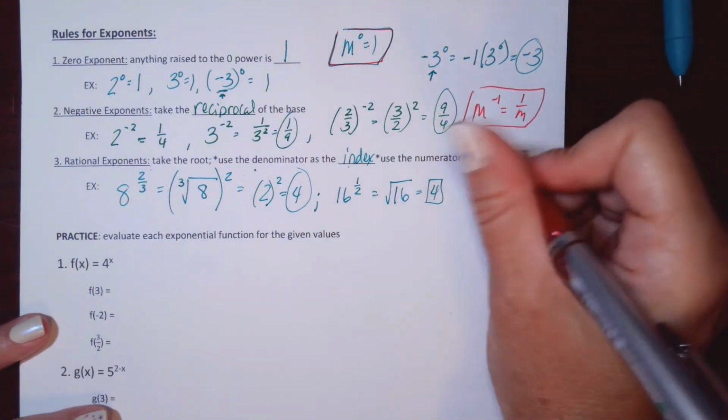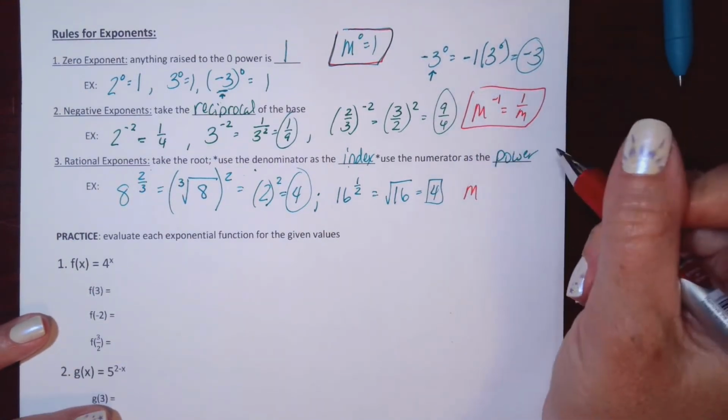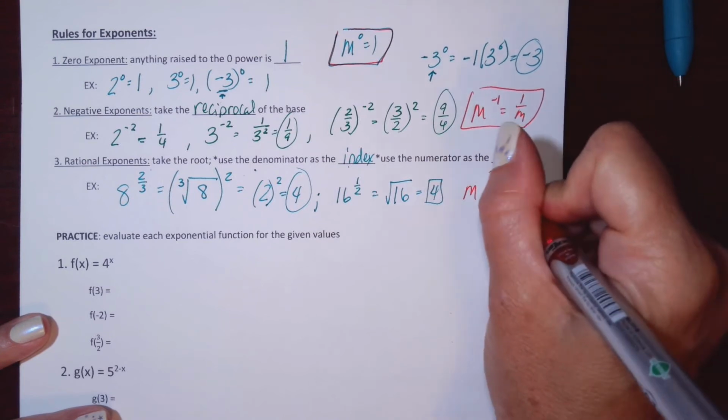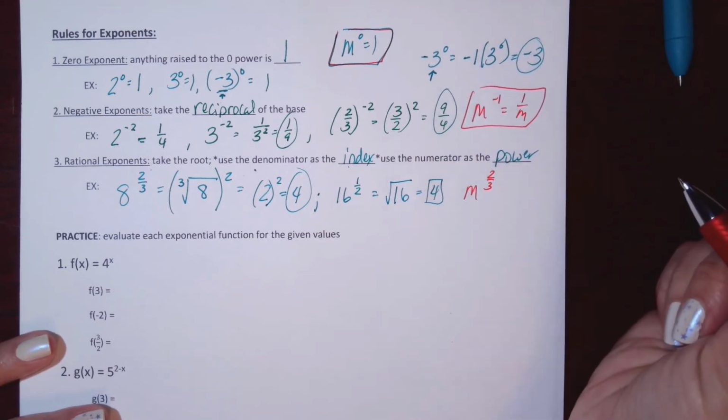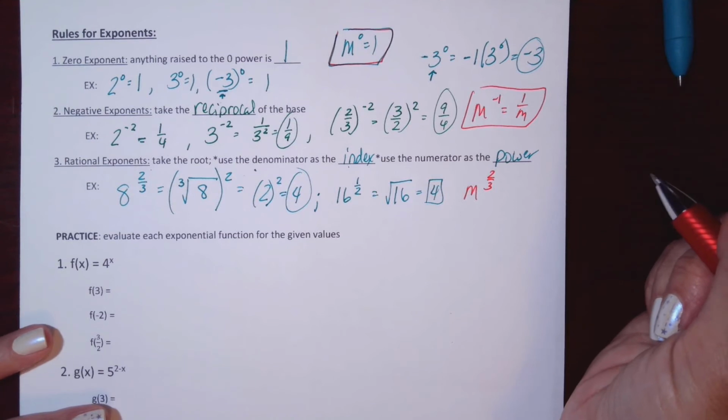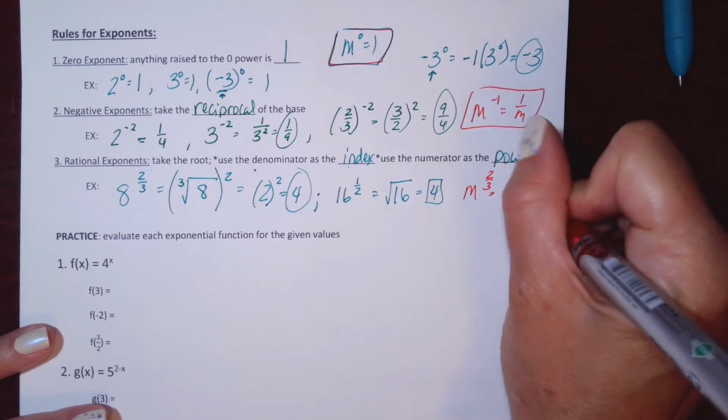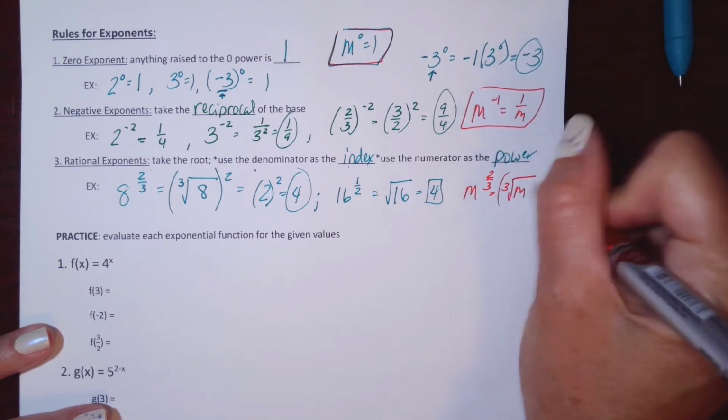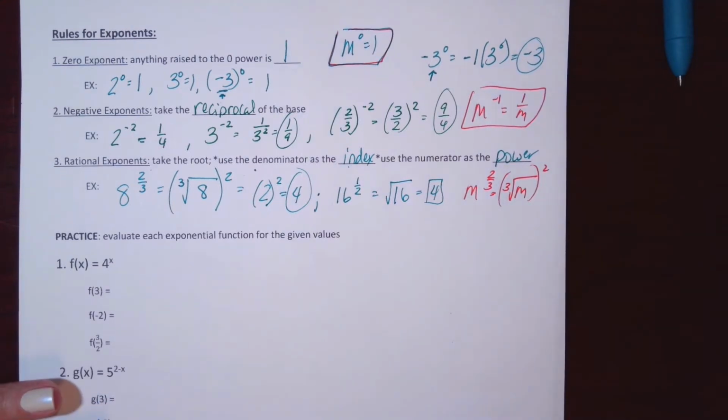A more general look at this, if I have any base raised to a rational exponent, I'm going to go ahead and give you numbers here so there's not 3 different variables involved, because I think it's a little easier to look at. That's my pattern that I'm following.